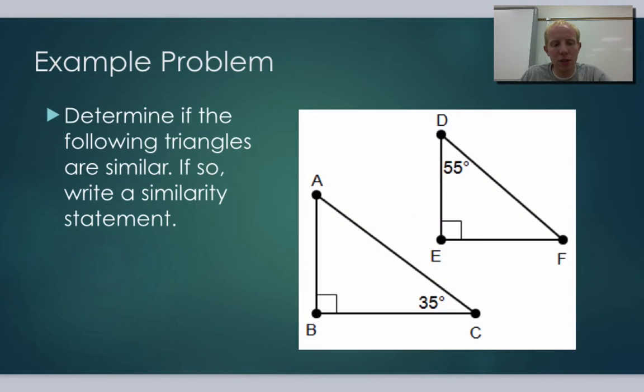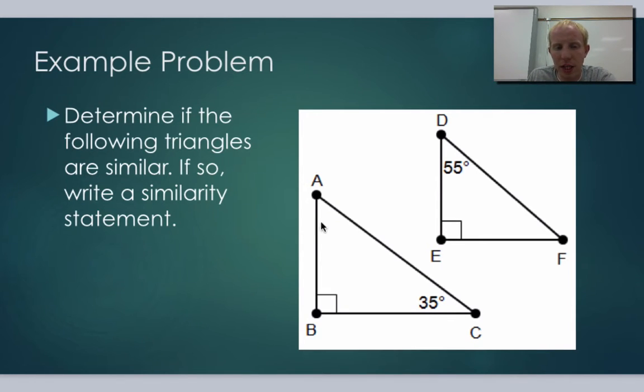So let's determine if these triangles are similar and determine the similarity statement. Now we got a couple of angles here. We don't know anything about the sides, so we probably want to still use angle, but notice we got this angle on this triangle, and we have this angle and that angle on this triangle. So before we can write angle, we have to make sure the angles are the same. Because initially it might seem, well, that's 35, that's 55, they're not equal.